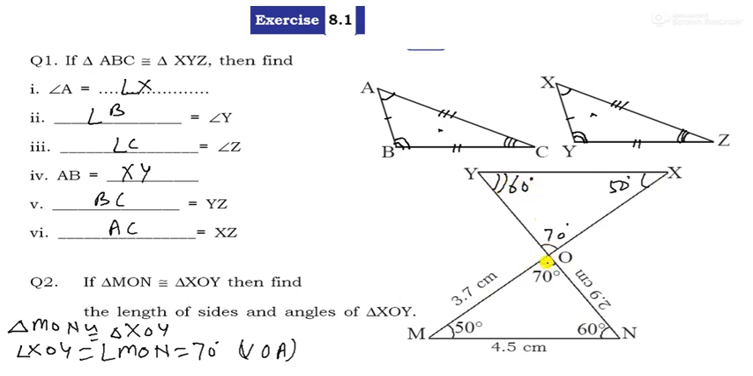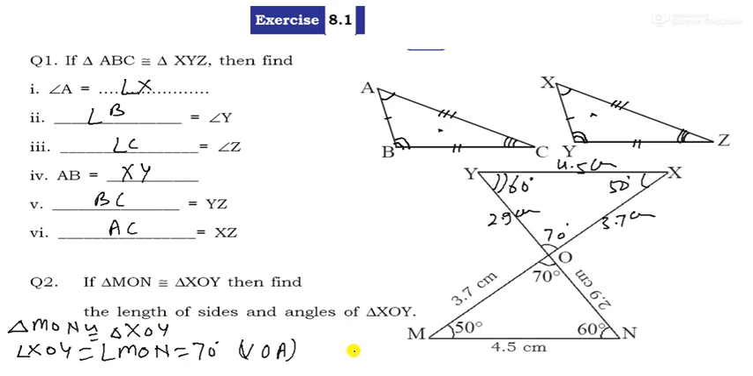So what happened in this? It is 4.5, so this one is 4.5 centimeters. It is 2.9, so you can say it is 2.9 centimeters. It is 3.7 centimeters, so you can write 3.7 centimeters. So these are the sides. So you can write all the sides, the length of the sides and the angle.